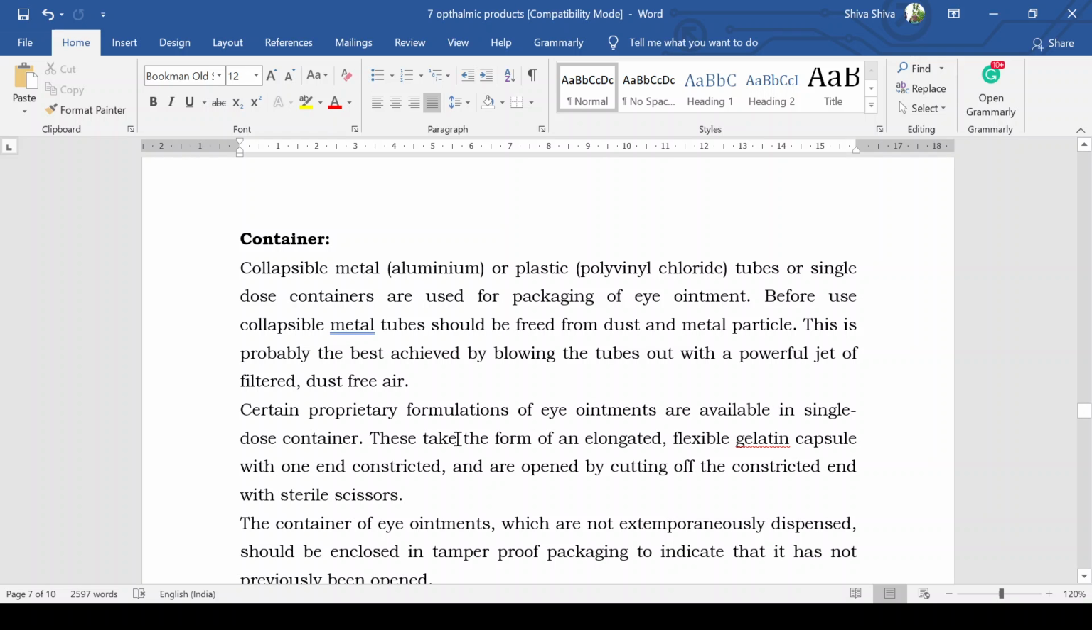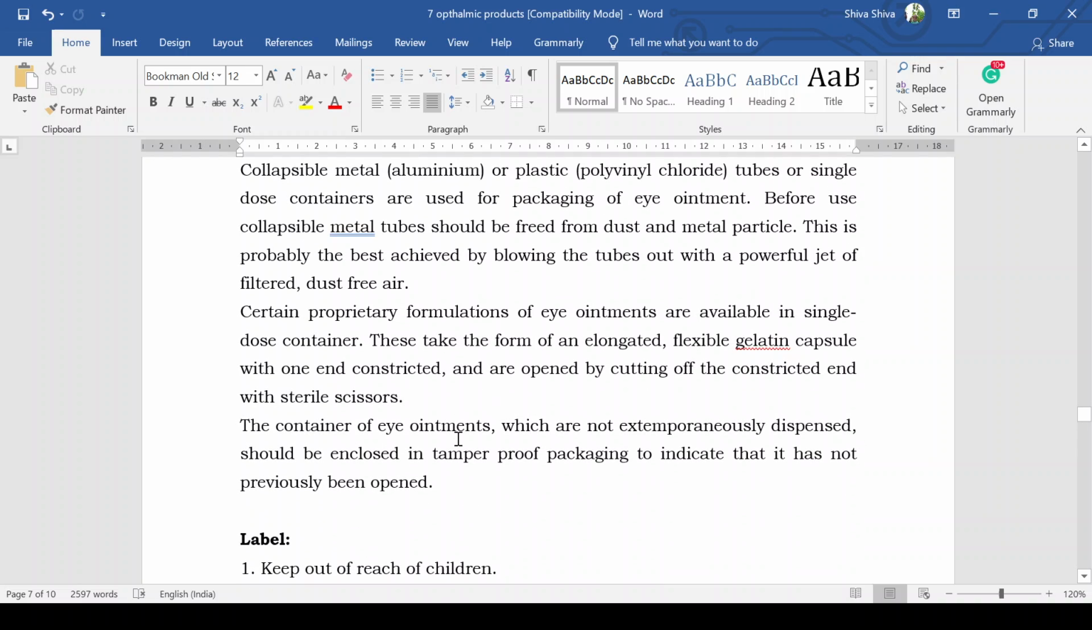Certain proprietary formulations of eye ointments are available in single dose containers. You must have seen single dose container eye ointments. These take the form of an elongated, flexible gelatin capsule with one end constricted, and are opened by cutting off the constricted end with sterile scissors.